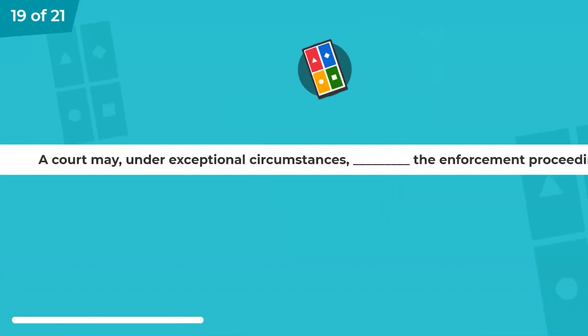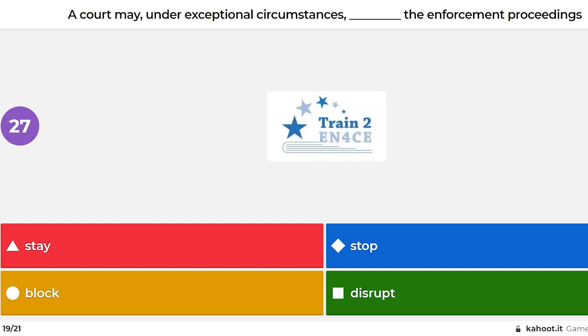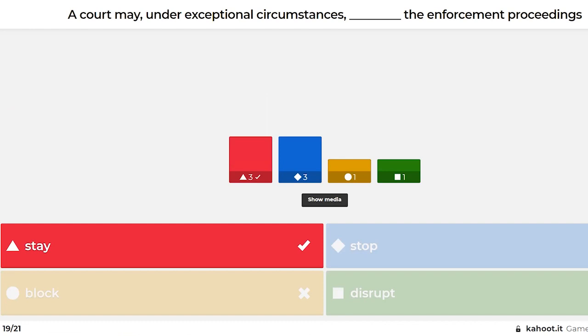A court may, under exceptional circumstances, something the enforcement proceedings: stay, stop, block, or disrupt the enforcement proceedings. "Stay the enforcement proceedings" is the correct term. So it means stop the enforcement proceedings. Of course, the others make sense in terms of the concept, in terms of the meaning, but "stay" in proceedings is the official term that is being used for this.